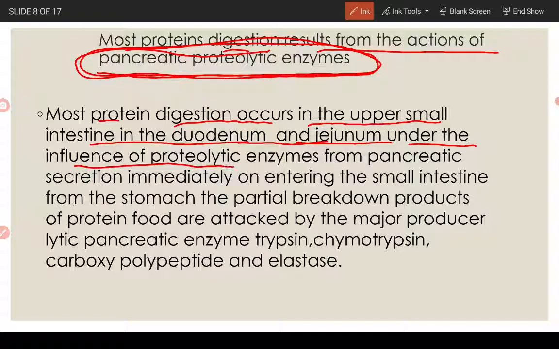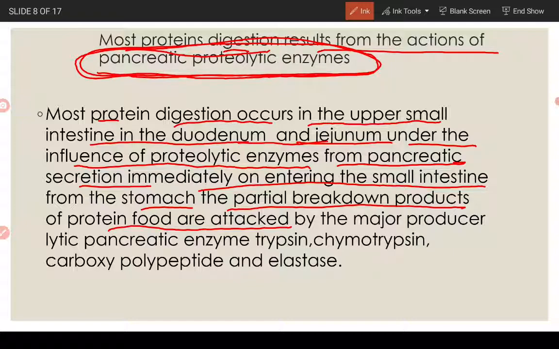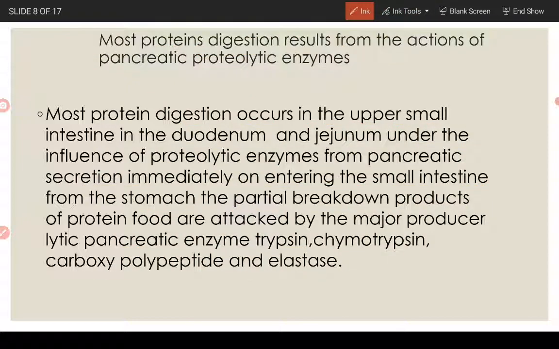Under the influence of proteolytic enzymes from pancreatic secretion, immediately on entering the small intestine from the stomach, the partial breakdown products of protein food are attacked by the major proteolytic pancreatic enzymes: trypsin, chymotrypsin, carboxypolypeptidase, and elastase. Right, so these are the four major enzymes coming out of the pancreas to digest the protein.